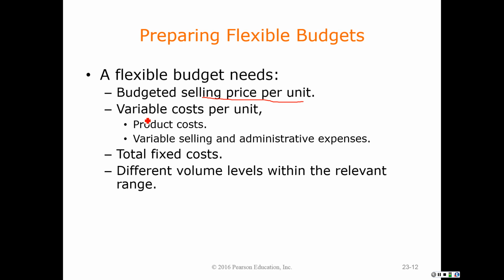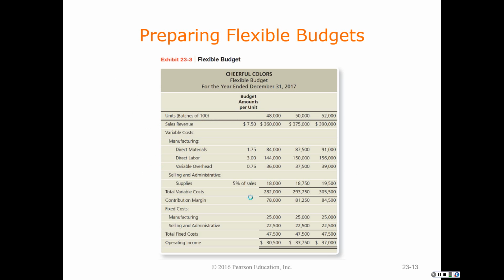We need the variable cost per unit. Once again, this would be established in your static budget, and the total will change the more or less we produce, but the cost per unit stays the same. We need our total fixed cost, and we need to know what our volume level is going to be. And with this information, we can prepare the flexible budget that you see here that is just like the one we saw before. As the units that I sell increase from 48,000 to 50,000, and then from 50 to 52, I can estimate the increased variable cost, compare them to my fixed costs, which are the same, and it helps me to analyze my new operating income.